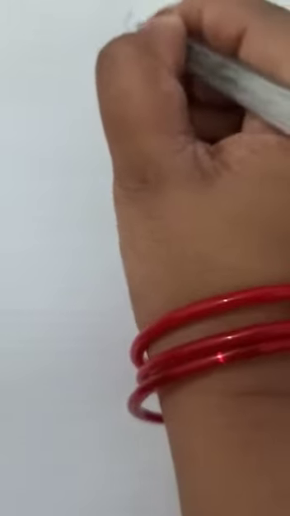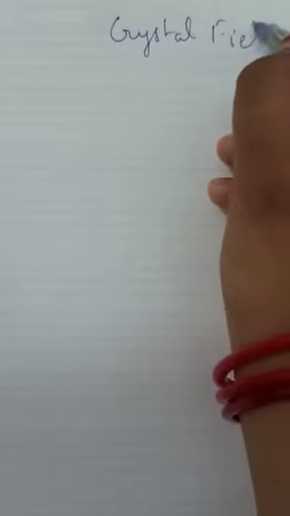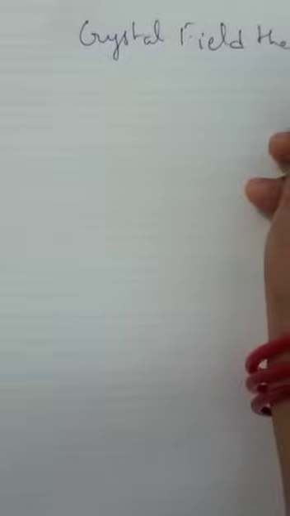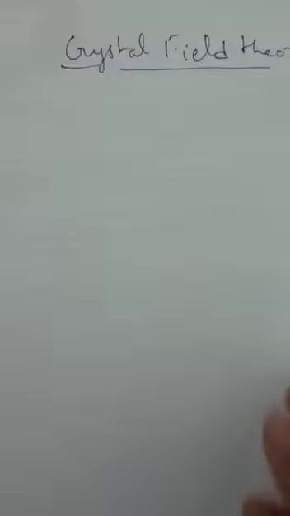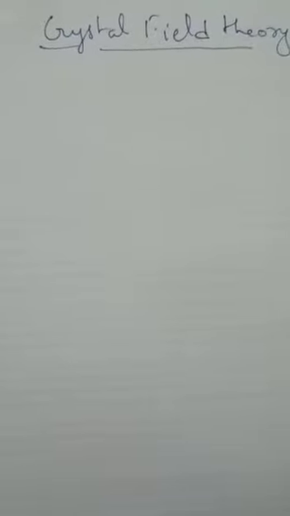So students, now we are going to start with our new topic of this chapter, which is crystal field theory. Crystal field theory is an electrostatic model which considers the metal-ligand bond to be ionic, arising purely from the electrostatic interactions between the metal ion and the ligand.